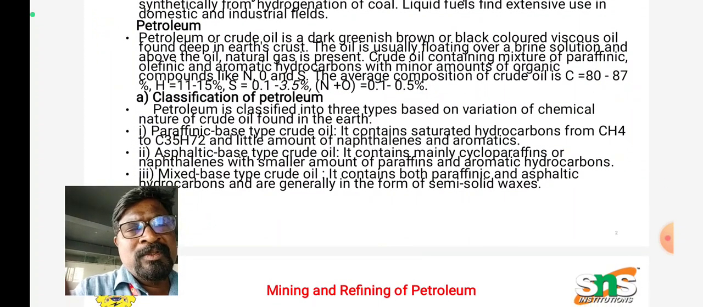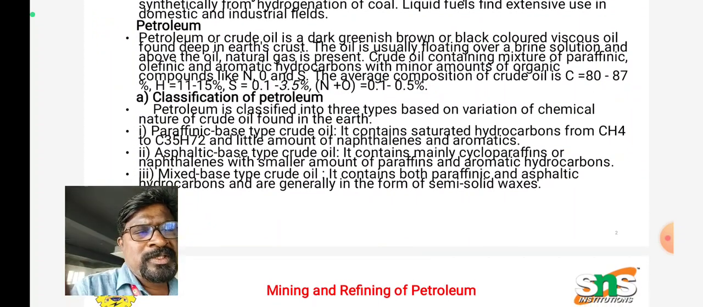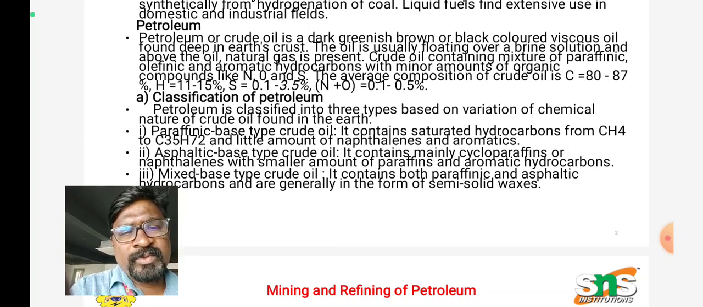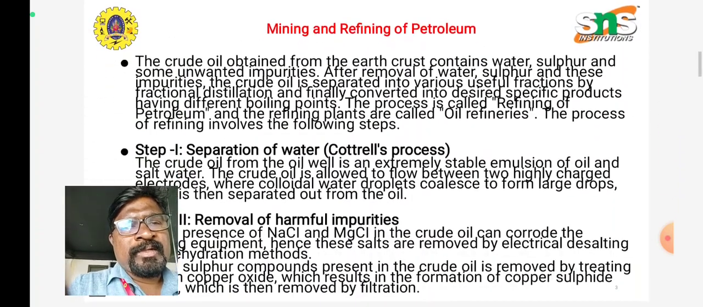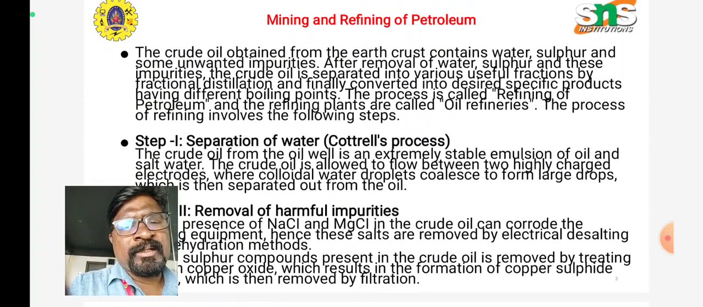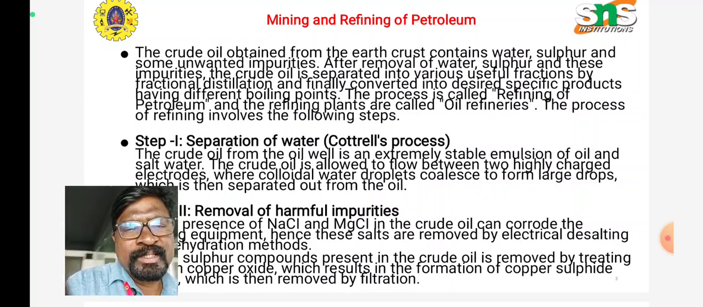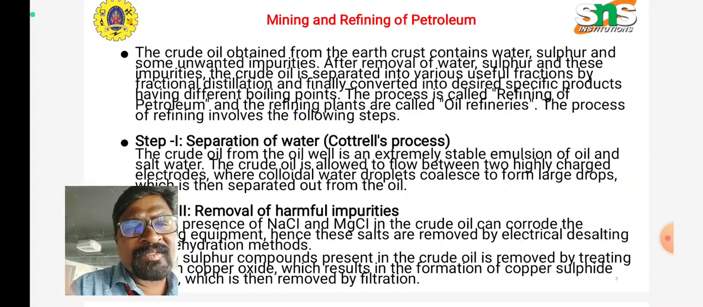Classifications of petroleum. Petroleum is classified into three types based upon the variation of chemical nature of crude oil found on the earth, that is paraffin base, asphaltic base as well as the mixed base. And let us see about the extraction of petroleum. This process is the fractional distillation of petroleum.